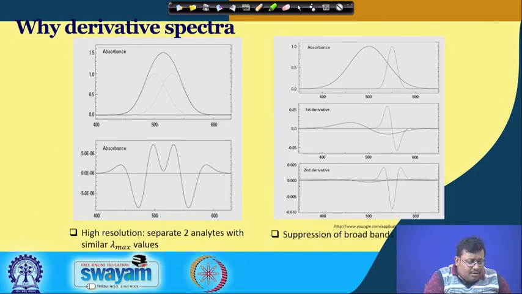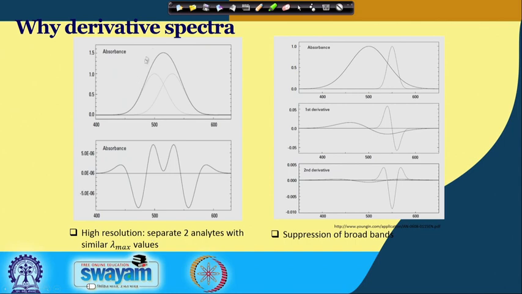Again, you can also see higher resolution. This is a broad reflectance spectrum or absorbance spectrum, which is basically masking these two important spectral features. When you go from this original absorbance to higher order derivatives, we can see these two analytes can be separated, even with similar lambda max values. So, you can see how we are increasing the resolution to get more information about the analytes which are present in the soil.